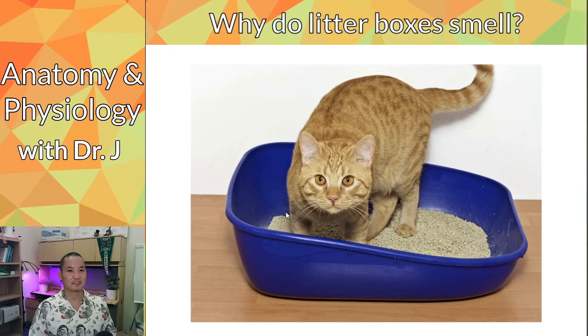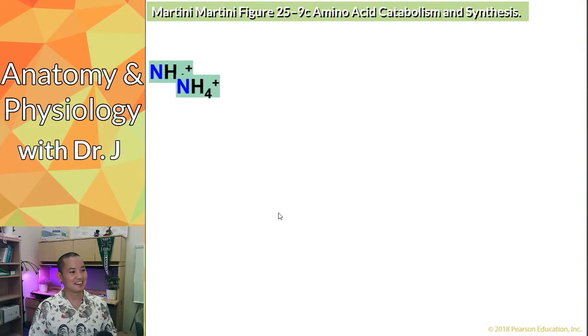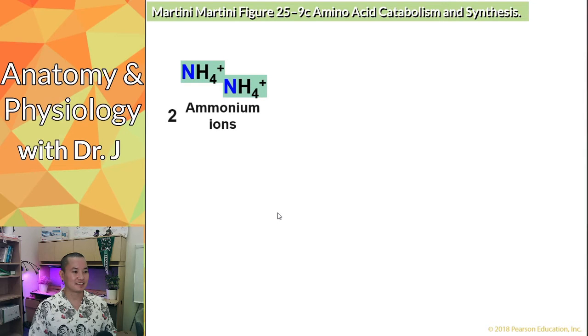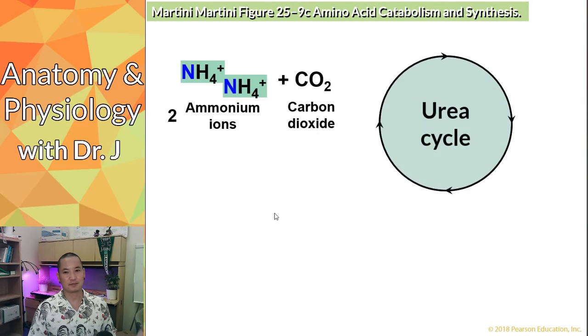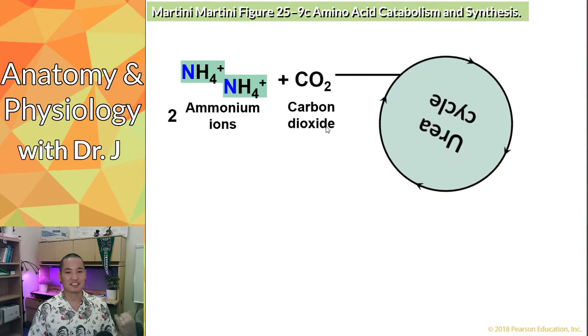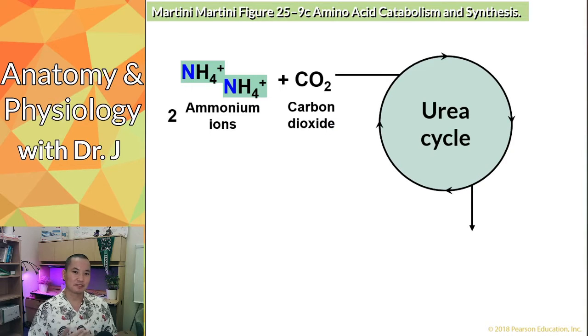But why do litter boxes smell? We're going to answer that. So we have all these ammonium ions, and what your cells do is combine them with carbon dioxide in the mitochondria, and then they enter the urea cycle. Now there are multiple steps and compounds in the urea cycle. At this level, that's more of an upper level biochemistry question. All you need to know is that you take ammonia, you take carbon dioxide, combine them together, and you form a new compound called urea.